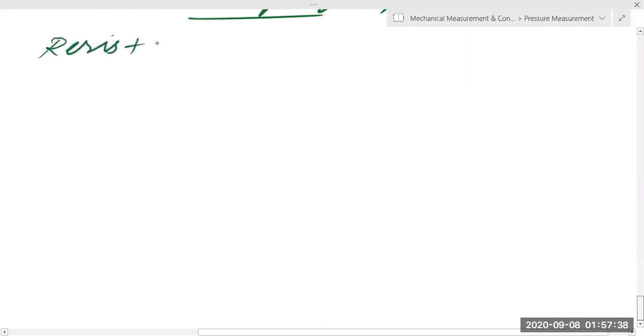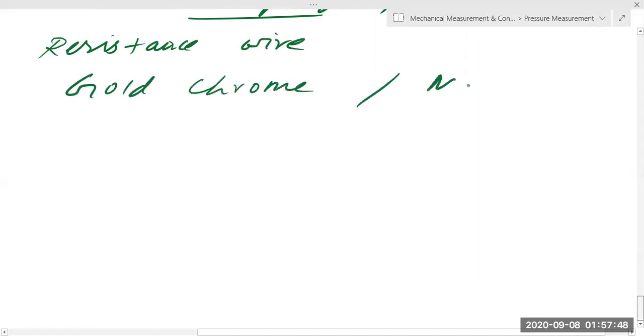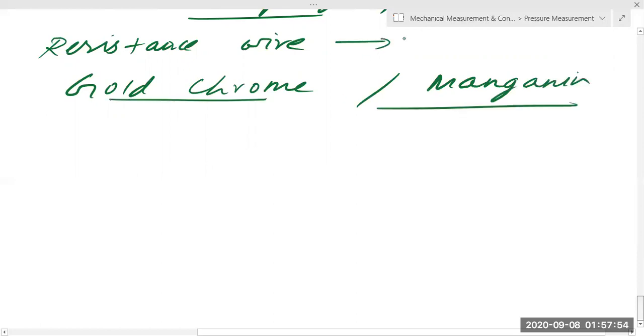The resistive wire or resistance wire that we use can be of two types. One is gold chrome, and another type is manganese. These are the two materials that are specifically used in the Bridgman gauge, for electrical pressure measurement. Now, which one is better? I'll just let you know.